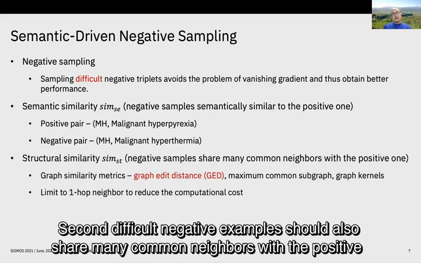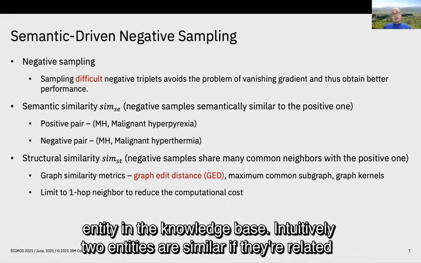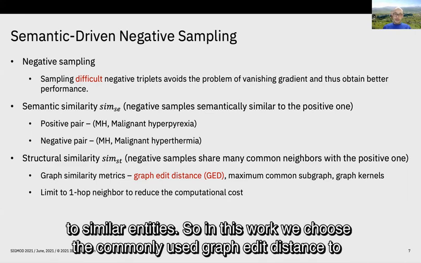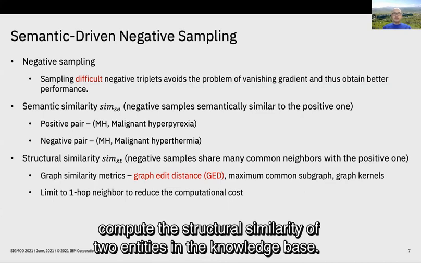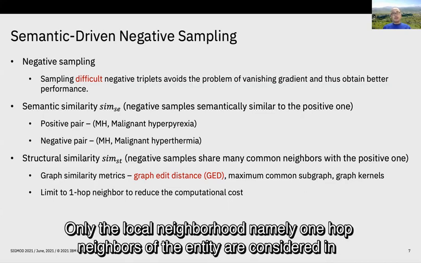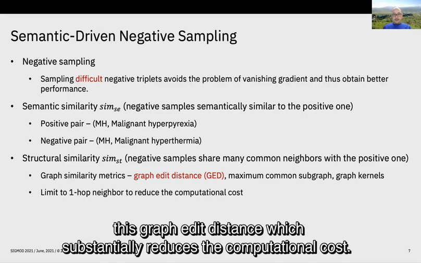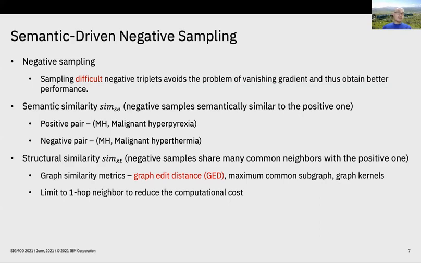Second, difficult negative examples should also share many common neighbors with the positive entity in the knowledge base. Intuitively, two entities are similar if they're related to similar entities. So in this work, we choose the commonly used graph edit distance to compute the structural similarity of two entities in the knowledge base. Only the local neighborhood, namely one-hop neighbors of an entity, are considered in this graph edit distance, which substantially reduces the computational cost.